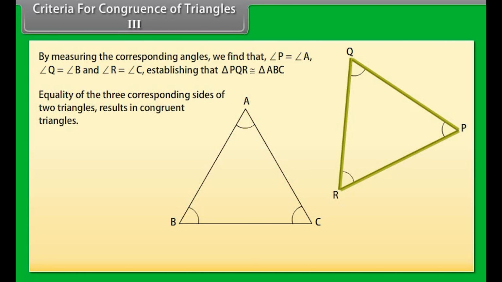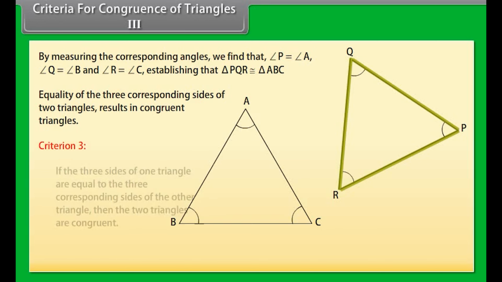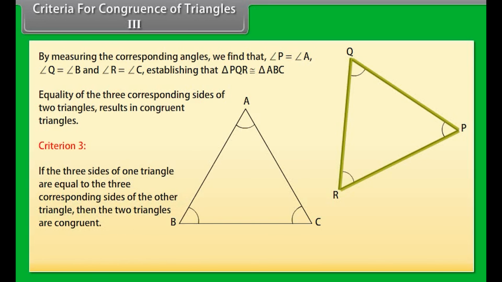Thus, we have criterion 3. If the 3 sides of one triangle are equal to the 3 corresponding sides of the other triangle, then the 2 triangles are congruent. This is referred to as SSS, side-side-side congruence rule. Criteria for congruence of triangles 4.